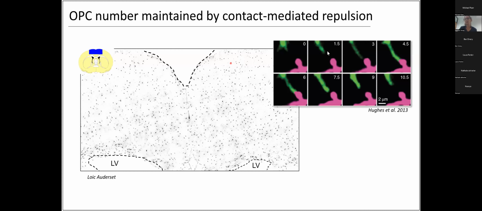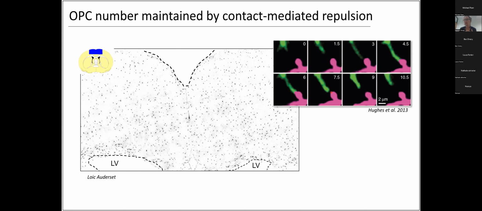And when processes from two adjacent OPCs, shown here as a green cell and a pink cell, come into contact, those processes will touch for a short amount of time before they're then withdrawn. And this process of presumably contact-mediated signaling that's facilitating this withdrawal allows the OPCs to maintain discrete domains within the brain. This process is also really important for restricting oligodendrocyte progenitor cell proliferation.